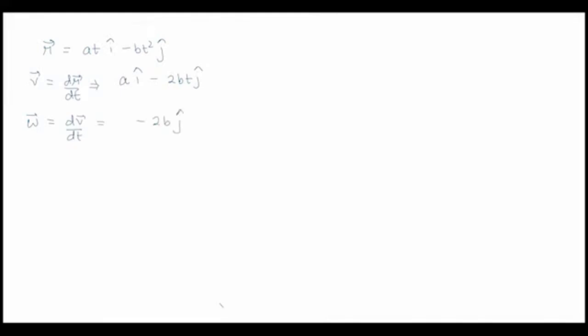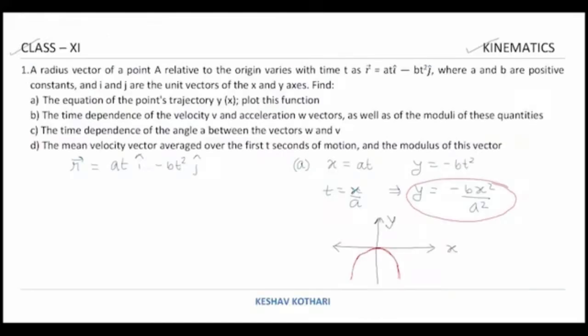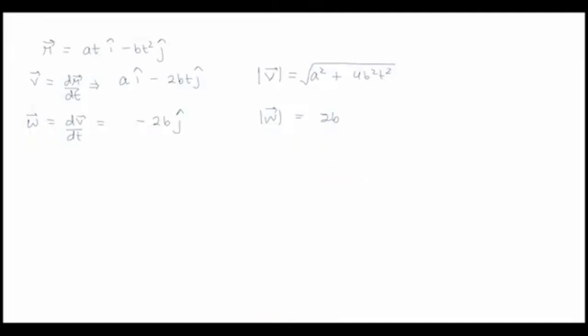The next part asks us to calculate their mod values, that is, their magnitudes. The magnitude of velocity can be written as the square root of a² plus 4b²t², and that of acceleration can be written as minus 2b, or we can simply write it as 2b because we are only writing the magnitude.